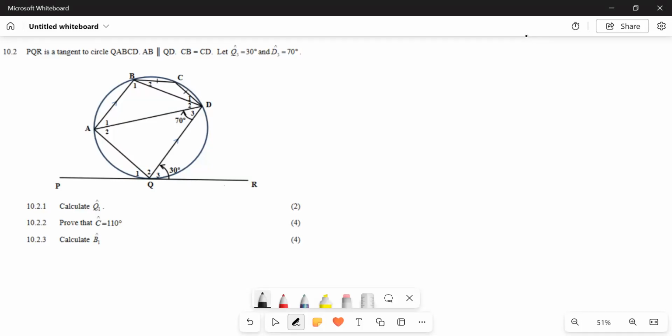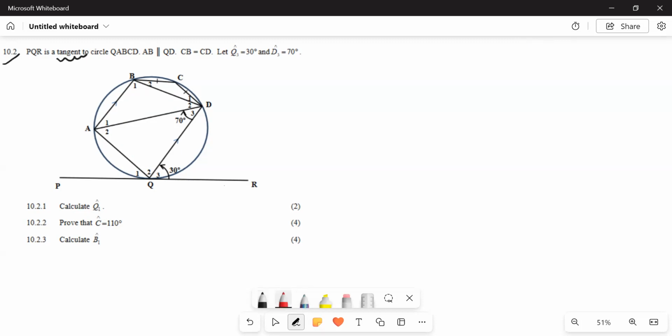Today's topic is based on Euclidean geometry, grade 11 and 12. So without waste of time, let's go to our statement. 10.2. PQR is a tangent, right? So when I see the term tangent, I think of a theorem, right? So now we need to check if we can find a theorem.